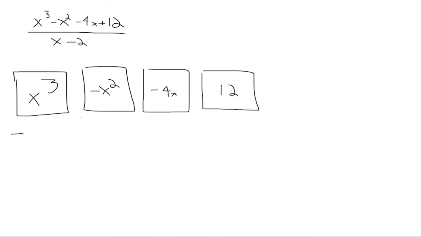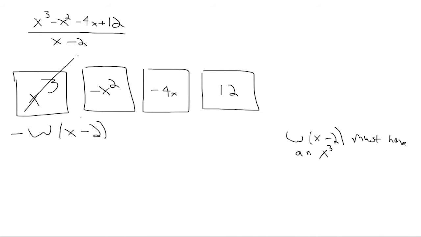We have to find out what w is if we have to subtract x minus 2 to get rid of this x cubed. Well, what is that saying? Well, that's just saying that w times x minus 2 must have an x cubed. Okay, it has to have an x cubed. If it doesn't have an x cubed, then what's the point in doing it? Because the point is to get rid of this x cubed.